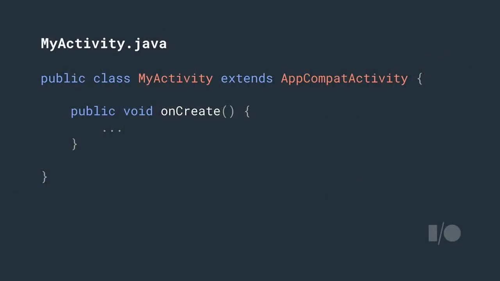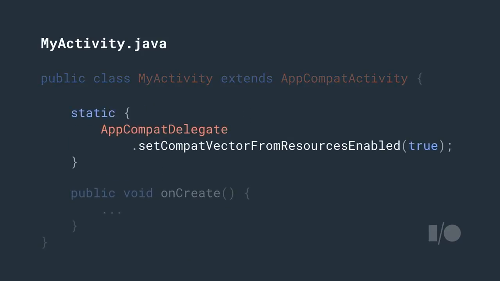So to actually use this method, this is the way I'd advise you to use it. It's a really lightweight method. So in each activity, just stick a static block at the top, which calls it with true, if you want to use the feature. It's really lightweight, so don't worry too much about putting it in every activity.